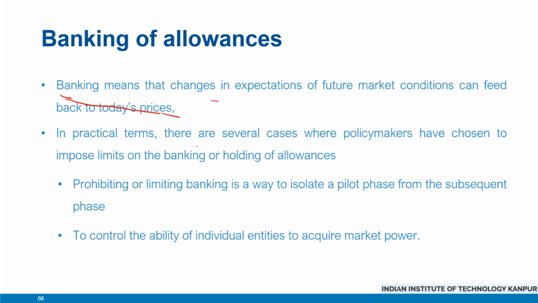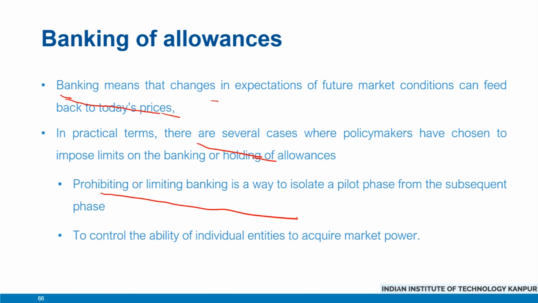In practical terms, there are several cases where policymakers have chosen to impose limits on banking or holding of allowances. Let's discuss some of these cases, particularly banking on trial phases. Prohibiting or limiting banking is a way to isolate a particular pilot phase, as happened in the case of EU ETS in phase 1, to isolate the pilot phase from the subsequent phases.